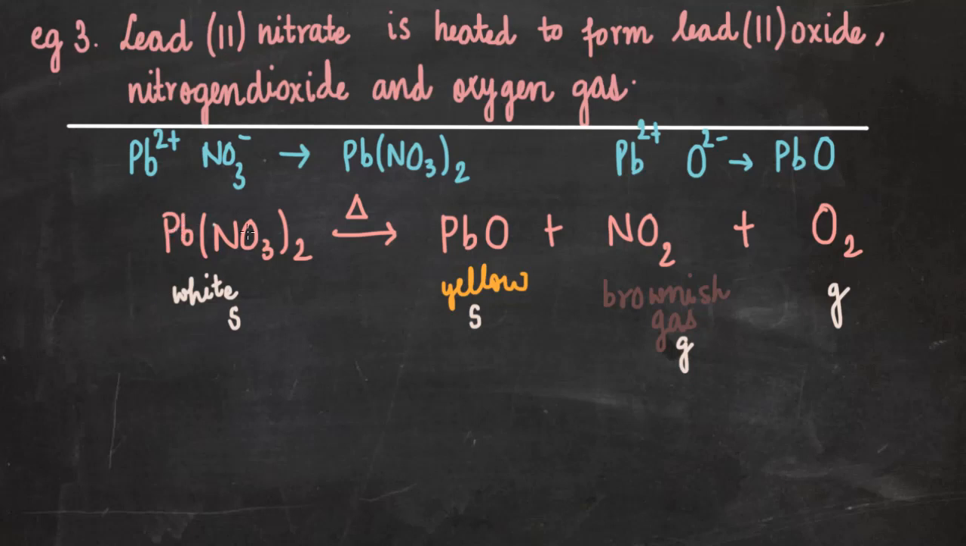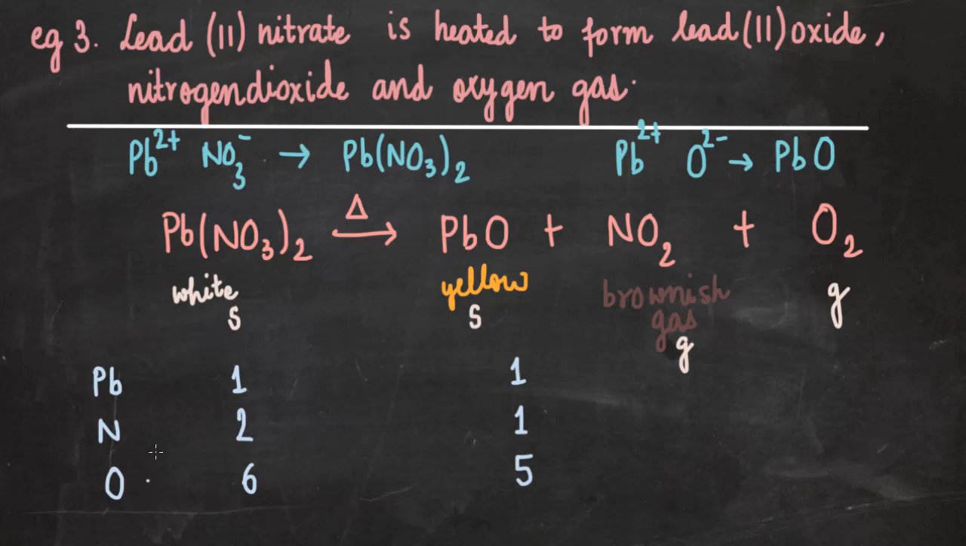Let us write the number of atoms of different elements on each side. So lead is Pb, only one atom on this side, only one atom on the side of the products. Then comes nitrogen. So here there are two atoms of nitrogen, and on this side there is a single atom of nitrogen. And oxygen, this side it is 3 into 2, which is 6 atoms. This side it is 1, 2, 3, 4, 5. So total of 5 oxygen atoms.